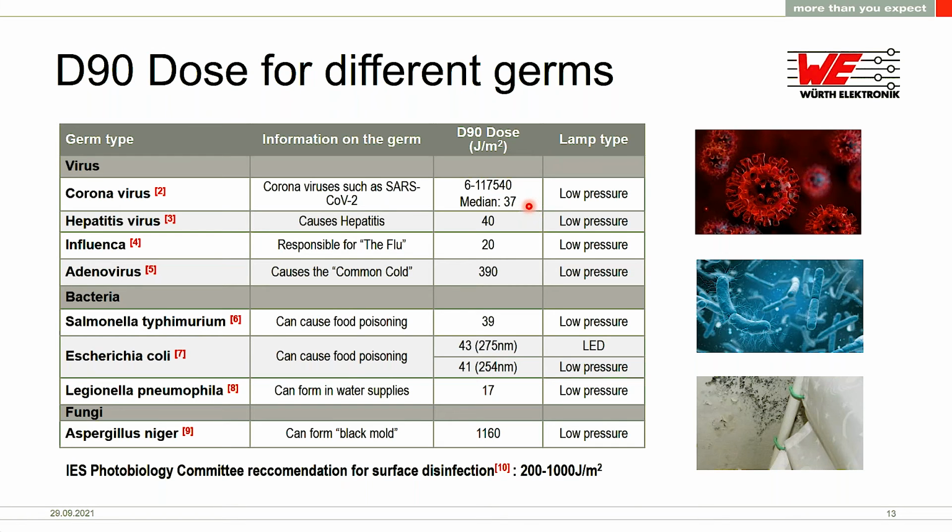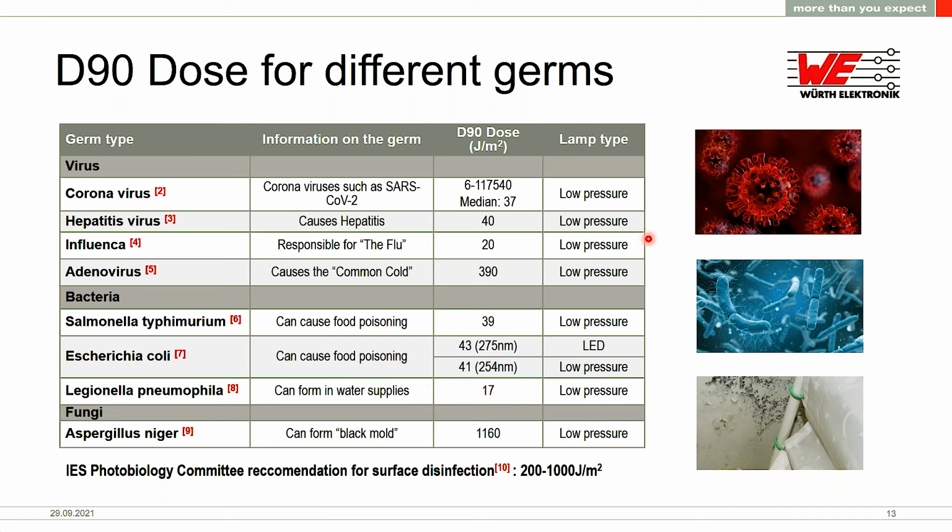Most of the studies to get this D90 dose were performed using so-called low pressure mercury lamps. Those are like UVC tubes that have been around already for a few decades. And they are currently being more and more replaced by UVC LEDs, because the UVC LEDs don't have this toxic mercury in them. So the UVC LEDs are much more interesting for consumer applications here. Because most of the data are from those low pressure lamps, it's also interesting to see what the relation is between low pressure lamps and LEDs if the D90 dose is similar.